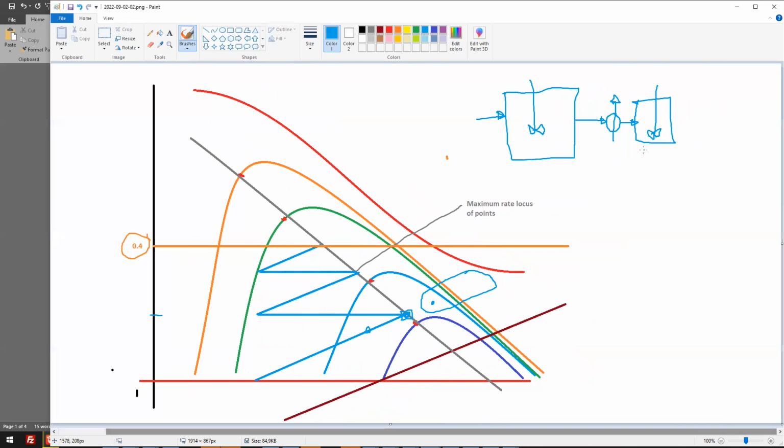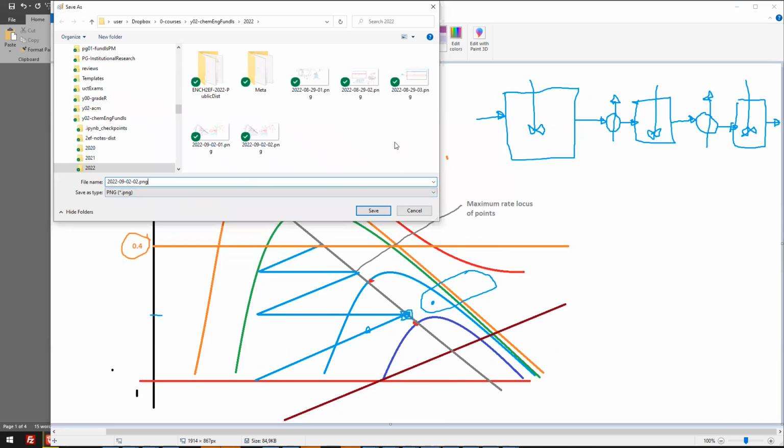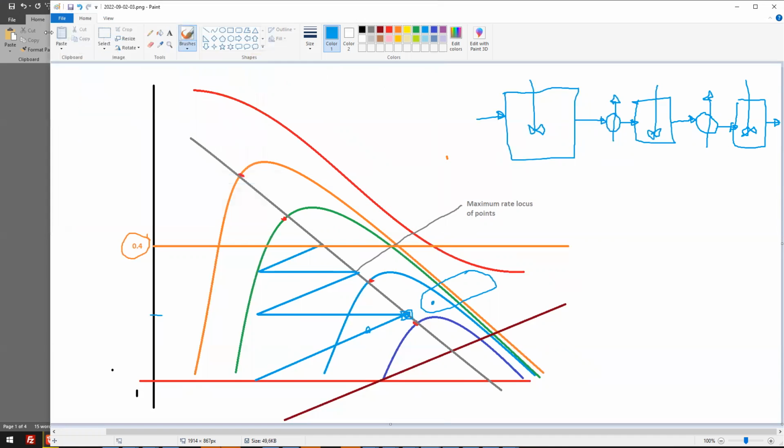Any questions or comments there? So that tells us we need 2 heat exchangers and 3 reactors. And we can have optimally sized CSTRs, and we can reach 40%. Okay, so that's what we would do in the case of the CSTR. And I just want to save this, and let's think about the PFR now.